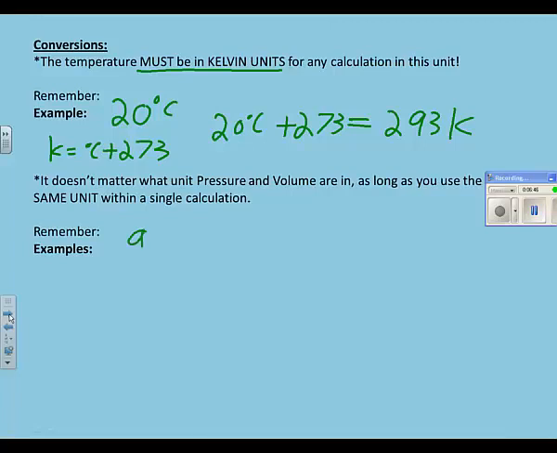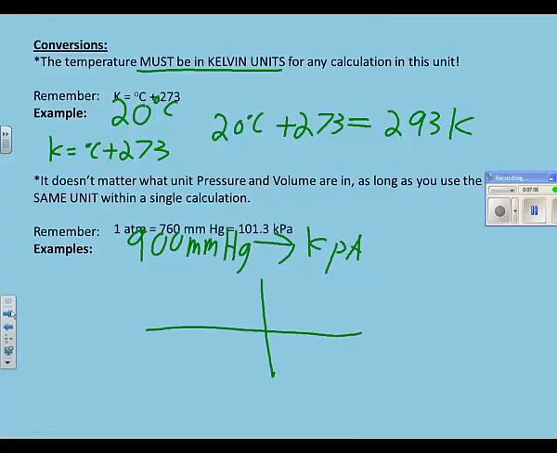if I have 900 millimeters of mercury, and I want to convert that to kilopascals, you're going to have to do that dimensional analysis that we've been doing the last couple of units to figure this out. There's your conversion factors right there. Sorry, I forgot to bring them up. So if we start with 900 millimeters of mercury, this is our conversion factor, 760 millimeters of mercury. And we want to go to kPa.